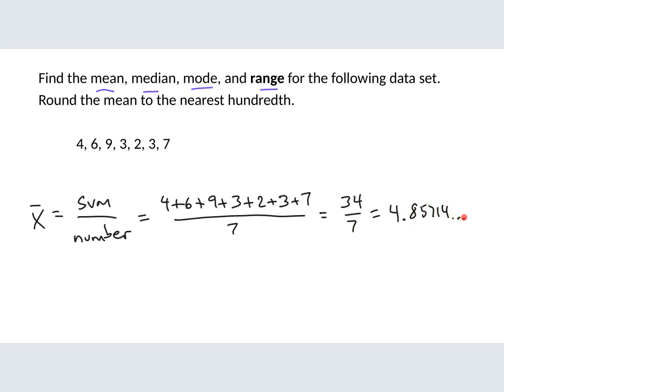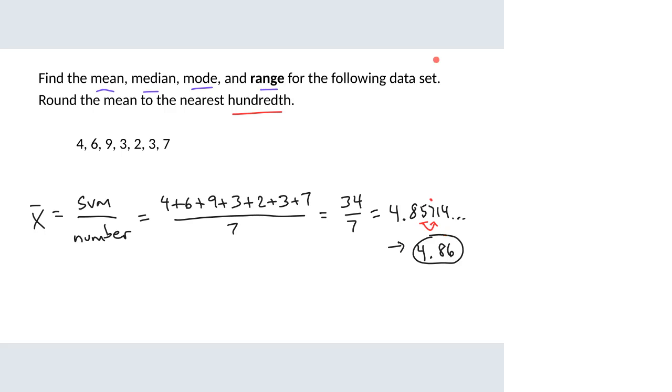That keeps going. But in this particular case, I was told to round to the nearest hundredth. So we'll do that. That means find the hundredths place. That's 2 spaces past the decimal. That's where the 5 is. I'll look 1 space to the right of there, and the number in that position is 5 or bigger. So we'll round this up, and our mean here is 4.86. Let me know if you have any questions on that. Our mean for this data set is 4.86.